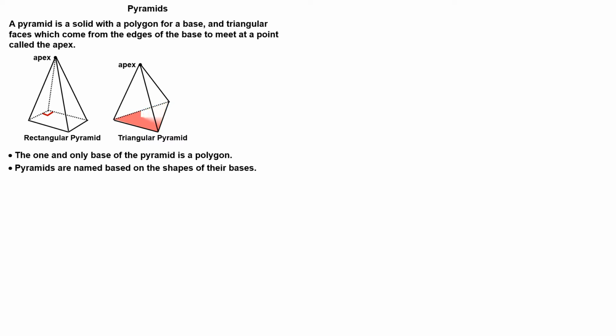Pyramids are named based on the shapes of their bases. The base is a rectangular pyramid. The base is a triangular pyramid. The base is a hexagonal pyramid. The lateral faces are always triangles.